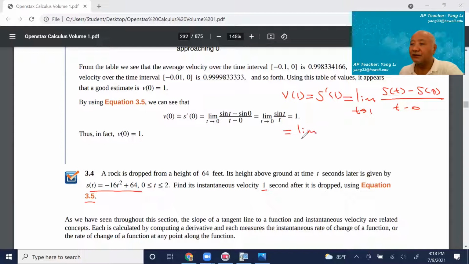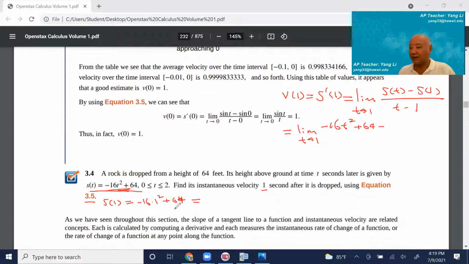So we have the limit as t approaches 1, where s(t) is negative 16t squared plus 64, minus s(1). Oh, this is a 1 here, my bad, because we're approaching 1. So let's calculate s(1) first: negative 16 times 1 squared plus 64.